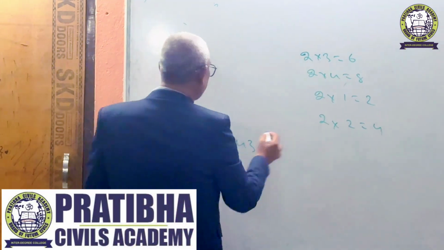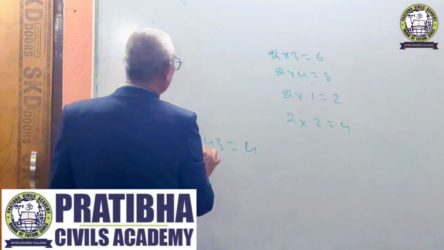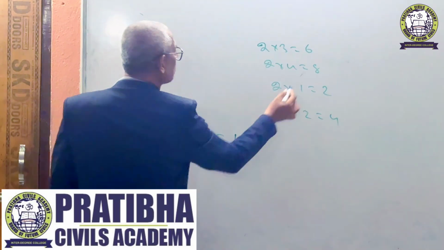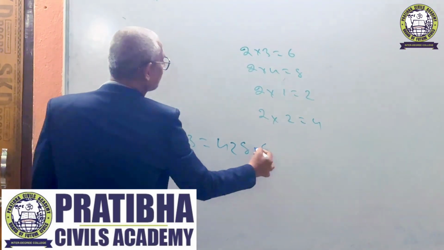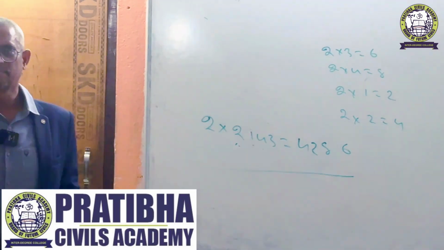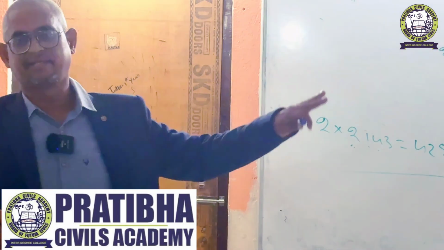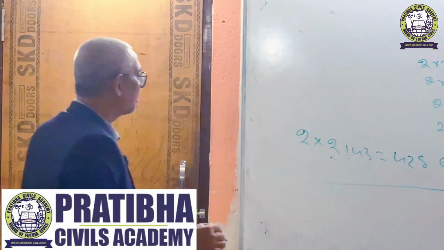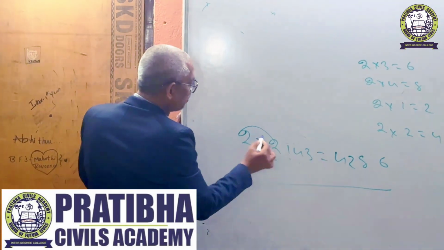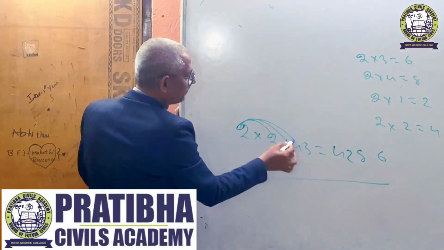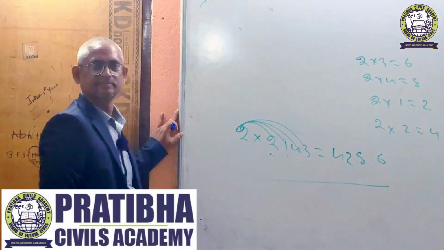Nothing to do. 2 2's we already know, what? 4. 2 1's also we know, 2. 2 4's also 8. 2 3's also 6. This is the answer. So this is what we call a flow method. How is it happening here? See, we are considering 2 2's. This is the first step, second step, third step, and the fourth step.